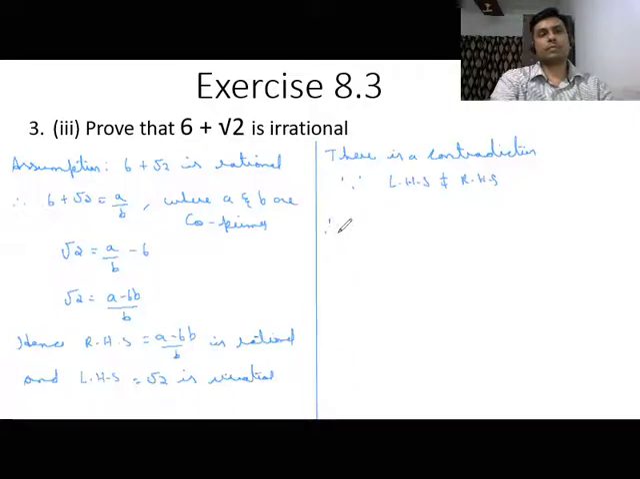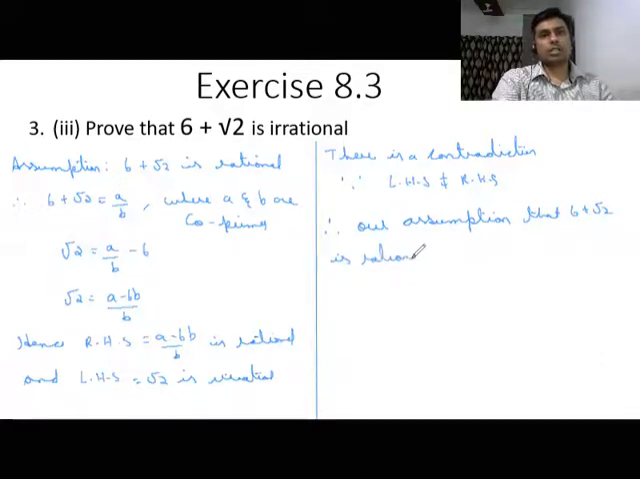Therefore, our assumption that 6 plus root 2 is rational is wrong. Hence, 6 plus root 2 is irrational.